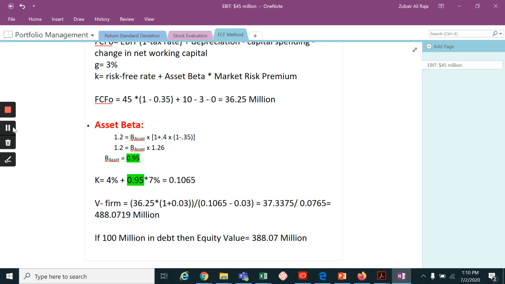I hope you learned in this video how to use the free cash flow method to find the value of the firm. Now remember this thing, that whatever the outstanding number of shares is, you divide the equity value by the total number of outstanding shares, and you'll get the stock price of each share.